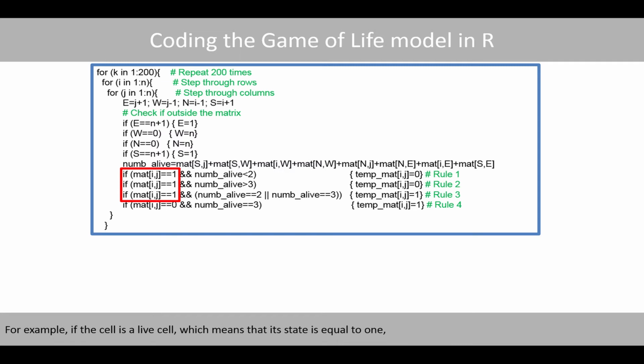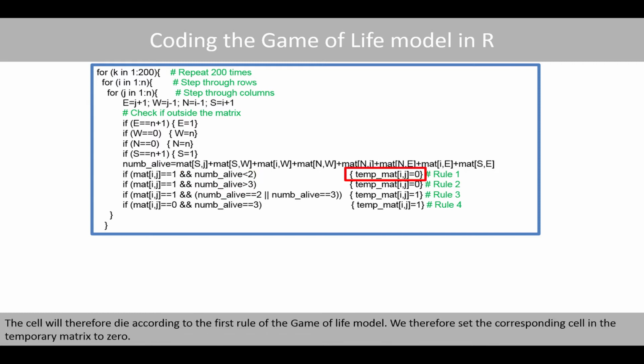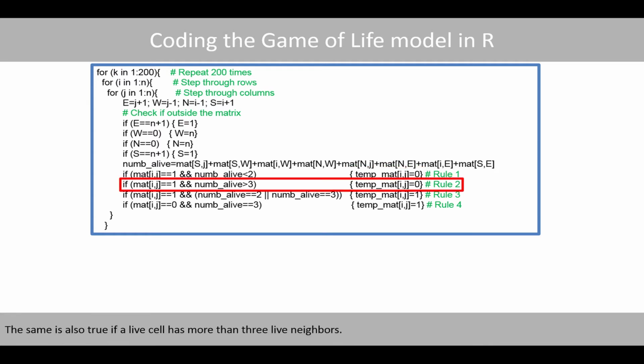For example, if the cell is a live cell, which means that its state is equal to 1, and the number of live neighbors is less than 2, then we only fulfill the first condition. The cell will therefore die according to the first rule of the game of life model. We therefore set the corresponding cell in the temporary matrix to 0. The same is also true if a live cell has more than 3 live neighbors.